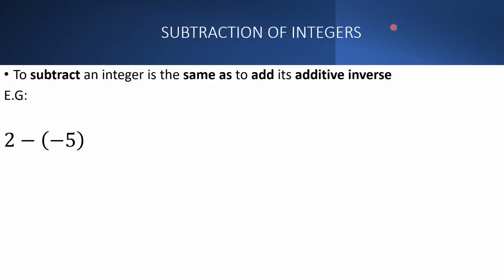Subtraction of integers. To subtract an integer is the same as to add its additive inverse. For example, if you have 2 minus negative 5, you will have 2 plus 5. Why? Because we are subtracting negative 5 from 2. It's exactly the same as adding the additive inverse of negative 5. And what's the additive inverse of negative 5? That is positive 5. So 2 minus negative 5 can also be written as 2 plus 5, because we are adding the additive inverse of negative 5, and that will give us 7.